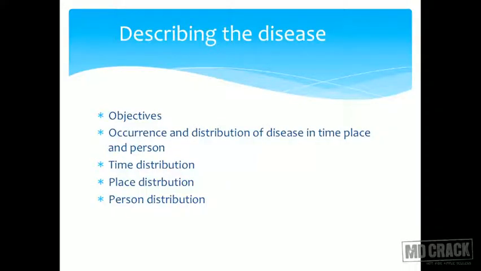Coming to describing the disease. When we describe the disease, we have certain objectives. Occurrence and distribution of the disease in time, place and person. This is the first objective. We have to describe the disease in time, place and person.